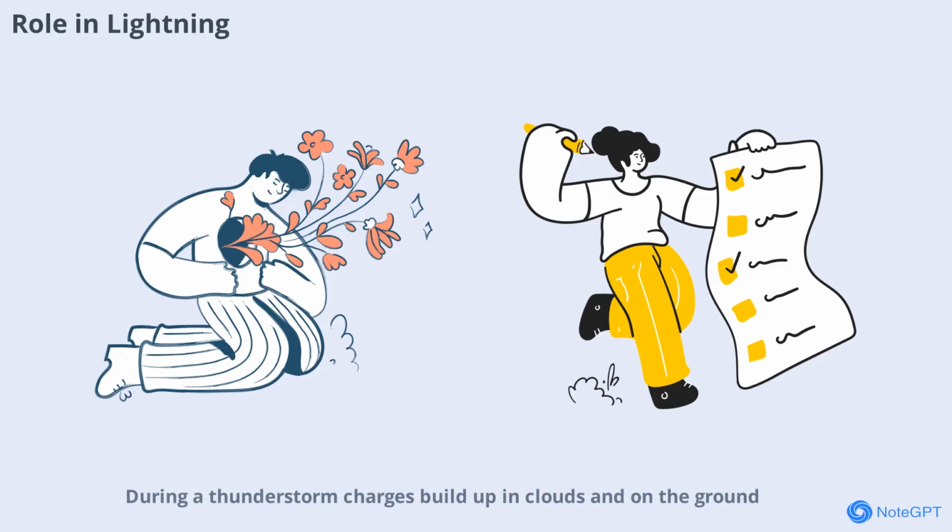During a thunderstorm, charges build up in clouds and on the ground. When the force between these charges becomes strong enough, it overcomes the resistance of the air, resulting in a lightning strike. This powerful display of nature is a direct consequence of the forces described by Coulomb's law.